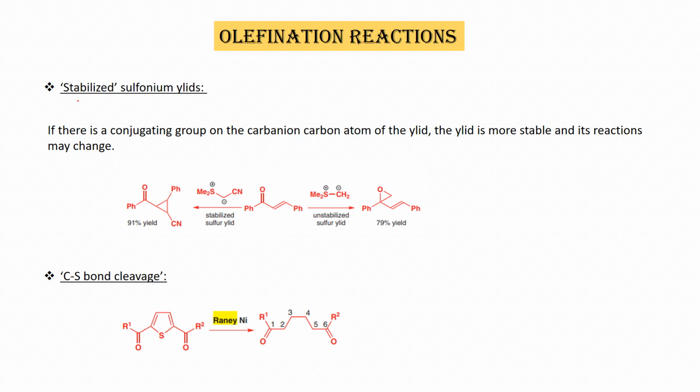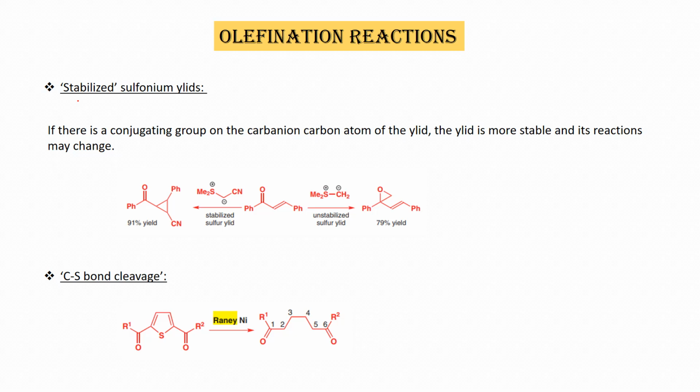At the initial part of this class we were discussing cyclopropane ring formation reactions. How do we get that? By using the Simmons-Smith reagent, we can form a cyclopropane ring from an alkene. There is another type of reagent by which we can get a cyclopropane ring. This is called stabilized sulfonium ylide. If we add this sulfonium ylide to a conjugated alkene, we will get cyclopropane. But if we add this sulfonium ylide to a carbonyl compound, we will end up getting an epoxide.